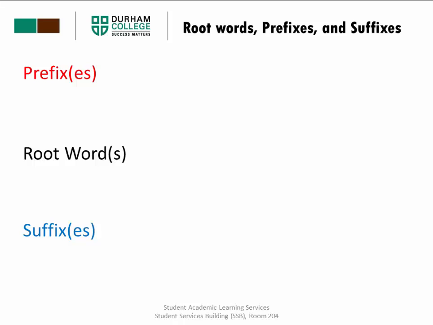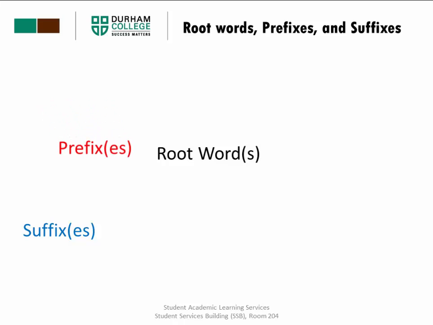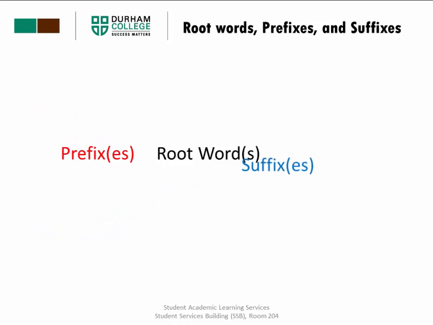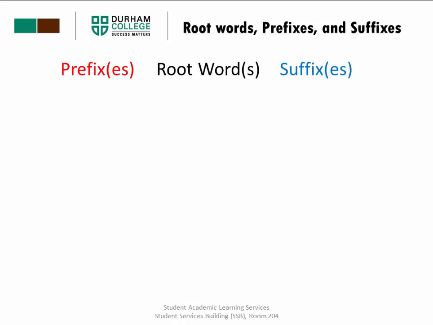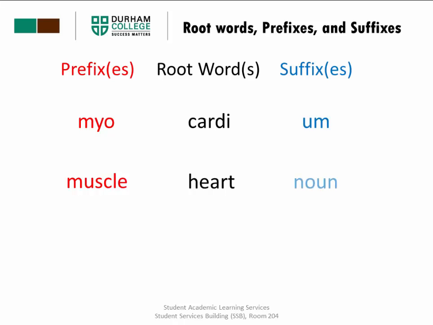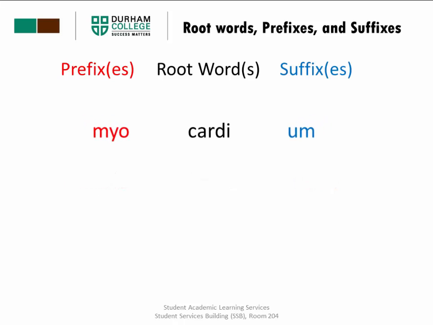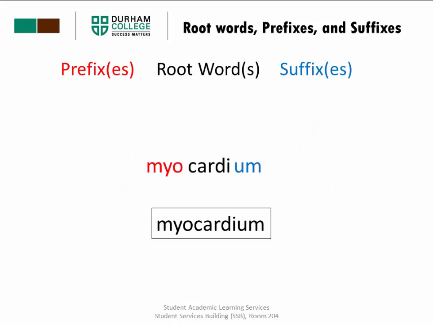The order of these three components is always the root word forms the middle, a prefix at the beginning of the root word, and a suffix following it. Let's look at some examples. If we look at the root word cardi, which means heart, we can add a prefix myo to it, which means muscle, and the suffix which is basically a noun or helps form the noun. In the end, those three portions come together to form myocardium, which means heart muscle.